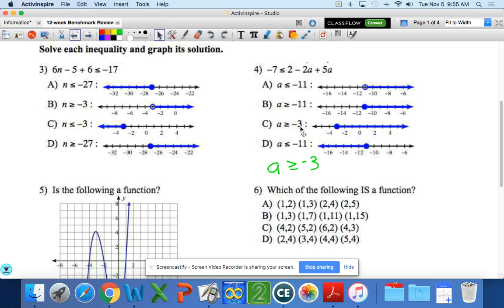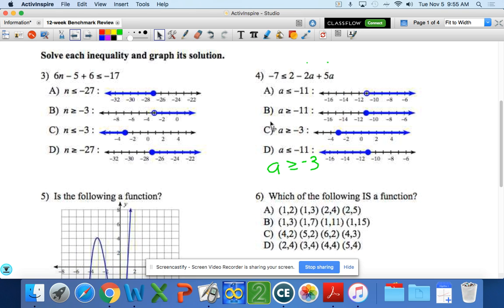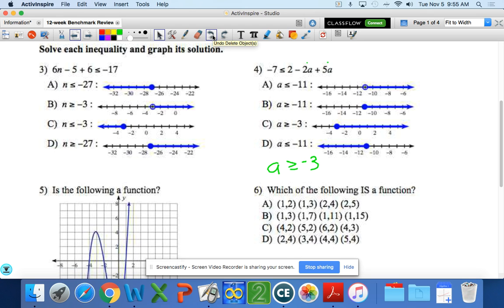We've only got one choice that looks like this. Double check the graph. Dot at -3, closed dot. Shade the other direction. There's your answer. It's going to be C.